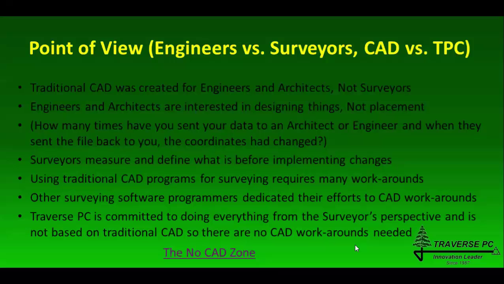I don't know how many times you've sent your data out to an architect or engineer and then they make their modifications and send it back to you and the coordinates had changed. That's because they don't care about coordinates. But surveyors, we measure and define what is. What is the world like right now? And then we may go in and modify it for a specific project. But we start with what is, not what will be. So that's a basic difference in point of view.